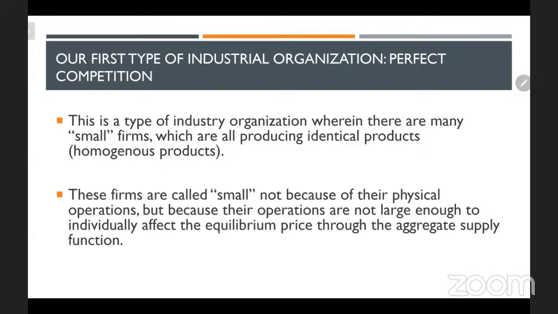Kasi supplier ka, di ba? So kung masyado kang malaki, you flood the market with your product, maapektuhan ang price kasi mag-shift yung supply curve. All right. So if all firms are essentially equal size, so ito nga yung explanation sa second bullet. They're small not because of their physical operations, but because their operations are not large enough to individually affect the equilibrium price through the aggregate supply function.